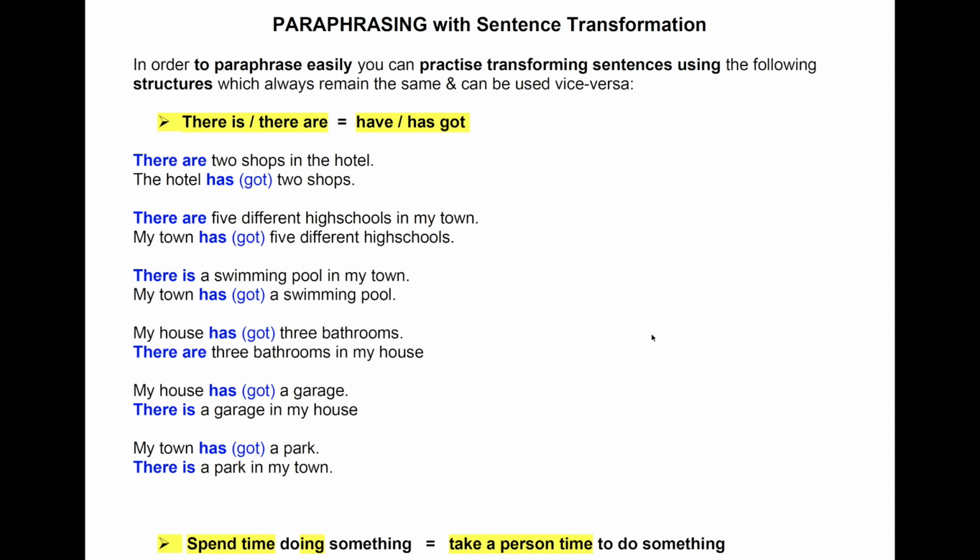My house has got 3 bathrooms. There are 3 bathrooms in my house. My house has got a garage. There's a garage in my house. My town has got a park. There's a park in my town.